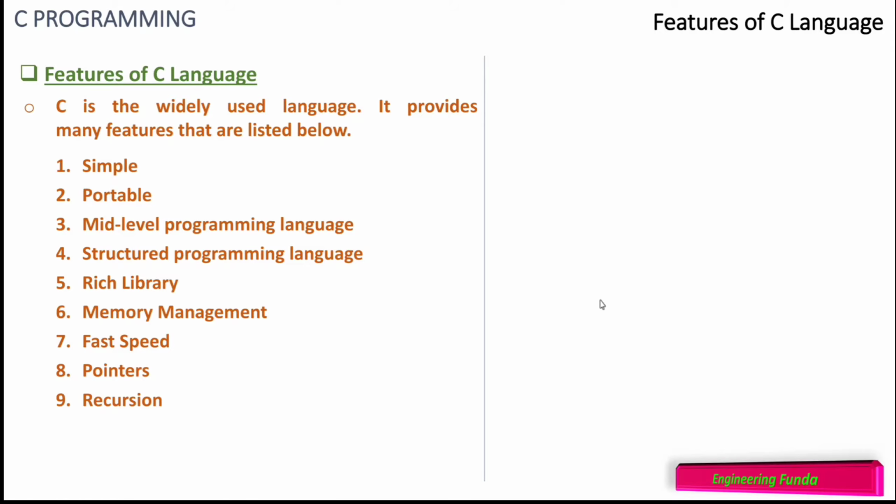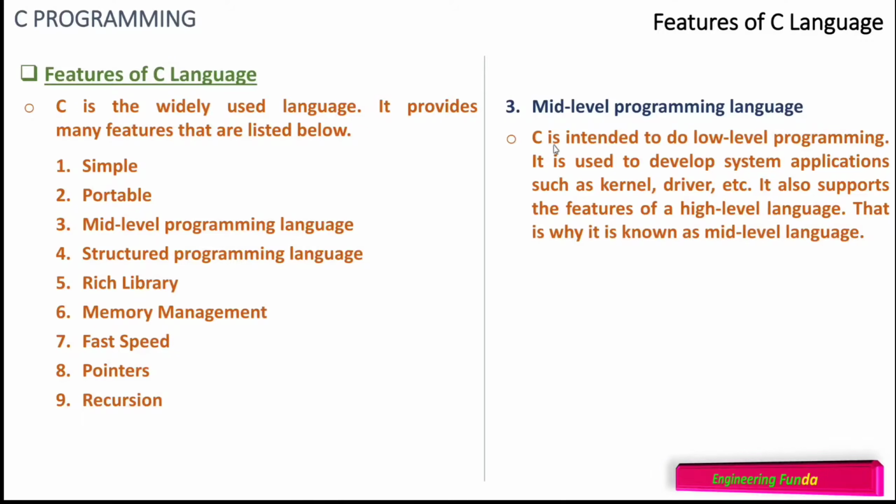The third feature is that it is a mid-level programming language. Now, what is a mid-level programming language? C is intended to do low-level programming. It is used to develop system applications such as kernels, drivers, etc. But it also supports the features of a high-level language. So that is why it is called a mid-level language.